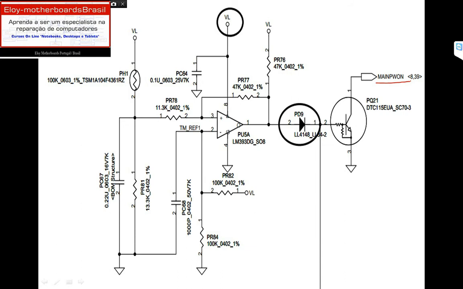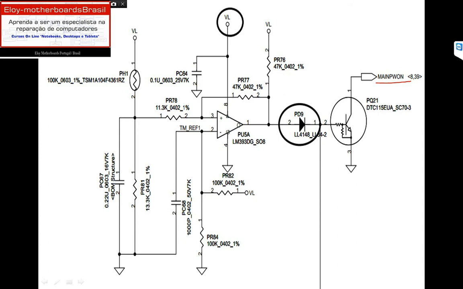So we have here another comparator. What is the difference between this comparator and the other one? The other one receives the VIN and sends the information that the DC jack is plugged. This comparator here, the PU5A, what it will do is simple.